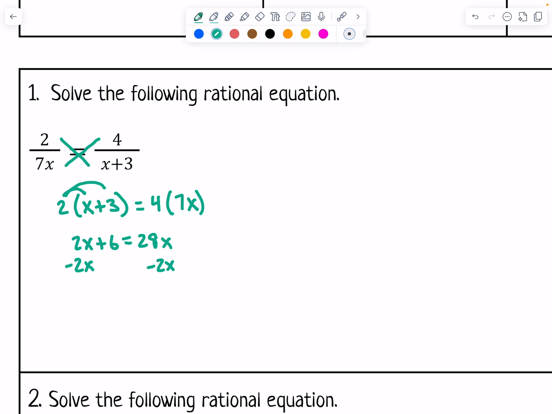So I'm going to subtract 2x since it's smaller and get 6 equals 26x. And then we just need to divide both sides by 26. And then we can reduce that, they both divide evenly by 2. So that'd be 3 over 13 for our x value.